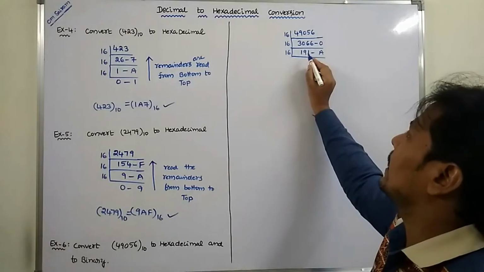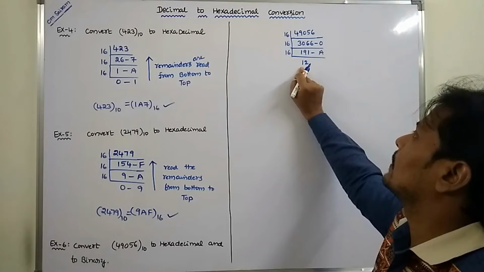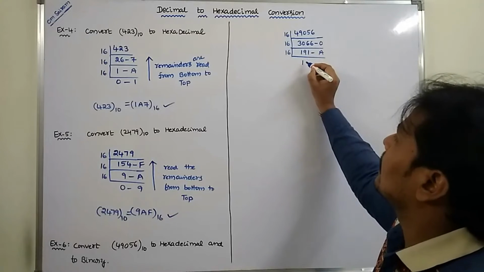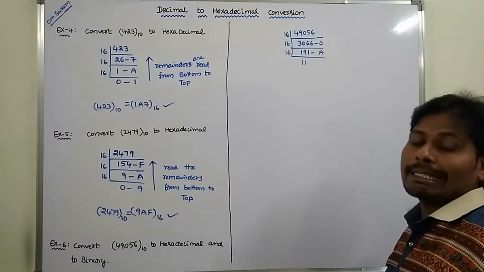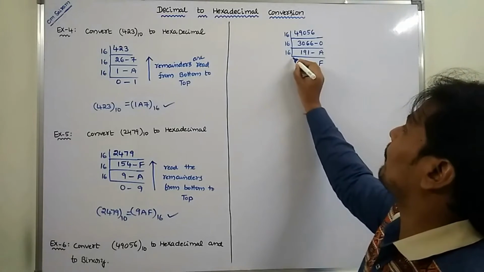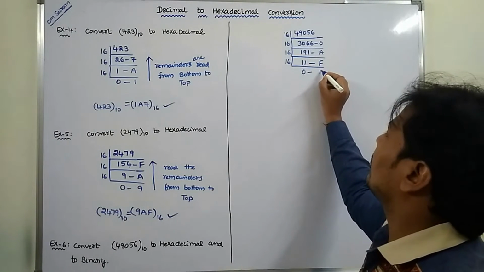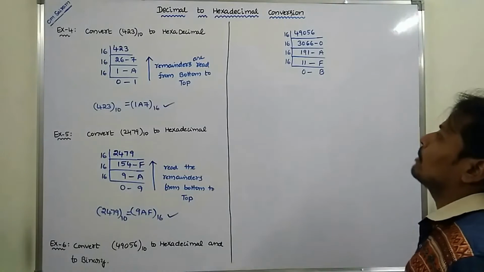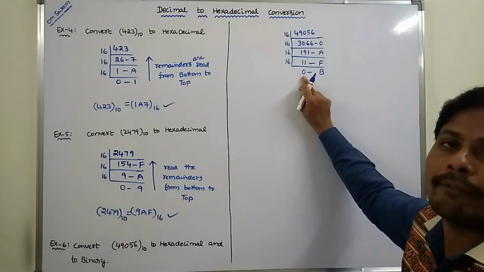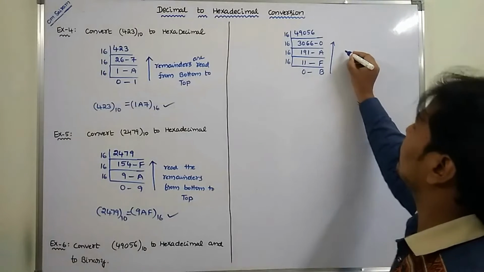Here 16 twelves are 192, 16 elevens, so that is 176. The remainder is 15. 15 can be written as capital F. Next 16 zeros, then the remainder is 11. 11 can be written as capital B. Okay. So once we get the quotient 0, read the remainders from bottom to top.